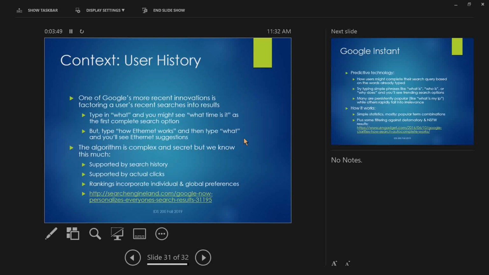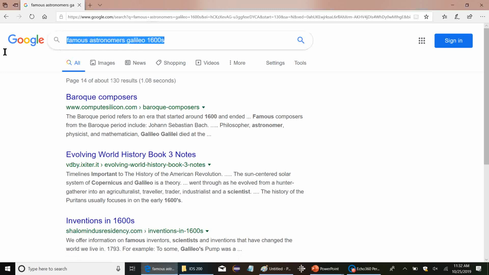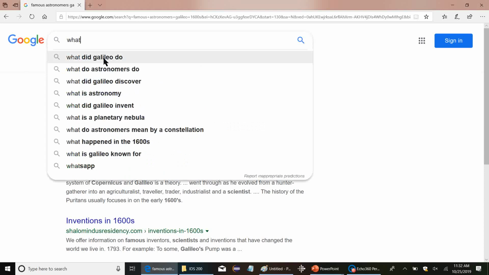One of Google's more recent innovations is factoring recent searches into the results, which I did in class the other day. If you type in "what," you get a whole lot of "what" options on Google. Based on the fact that I've recently searched about Galileo and astronomy, I get a whole bunch about that. So it includes your recent search history, and depending on the things you've done, piles in more stuff.